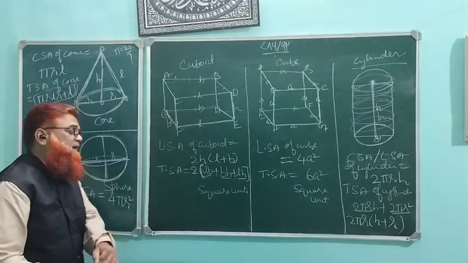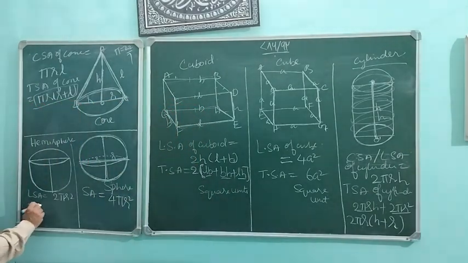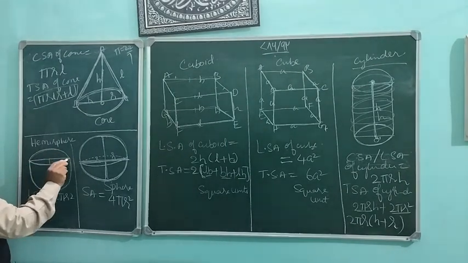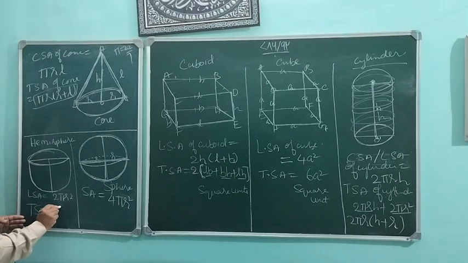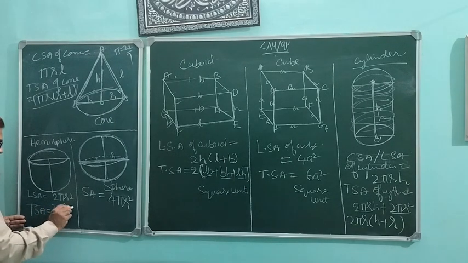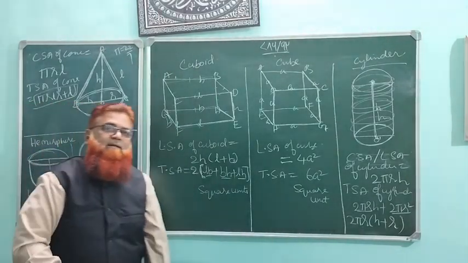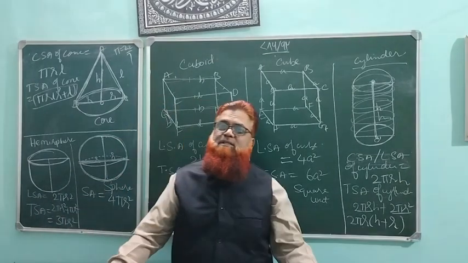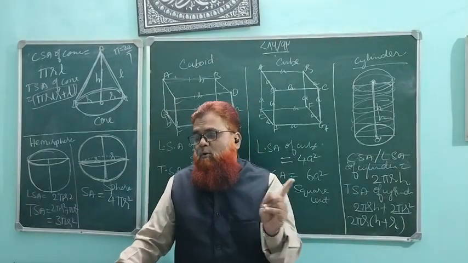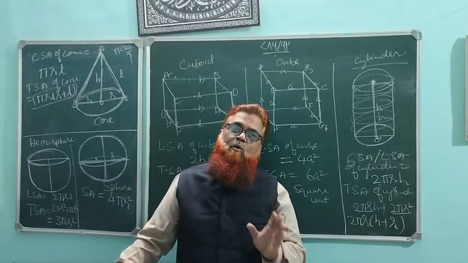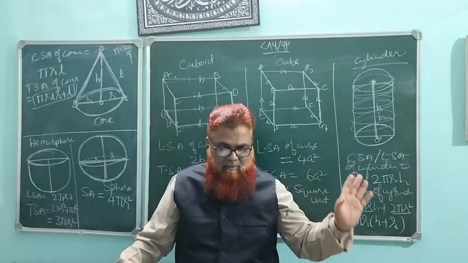Then what is the total surface area of a hemisphere? The TSA is equal to the lateral surface plus the area of a circle: 2 pi r square plus pi r square, which is equal to 3 pi r square. So we can say that we have lateral surface as well as total surface for a hemisphere, but no total surface and no lateral surface for a sphere; we have only a surface area.